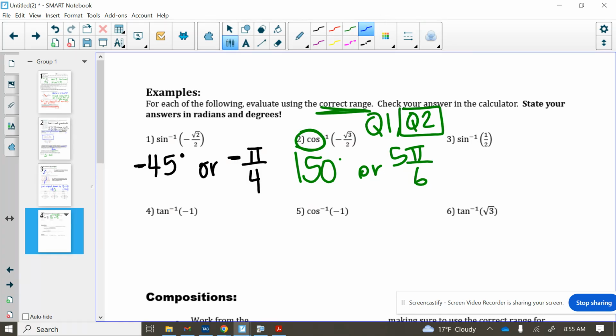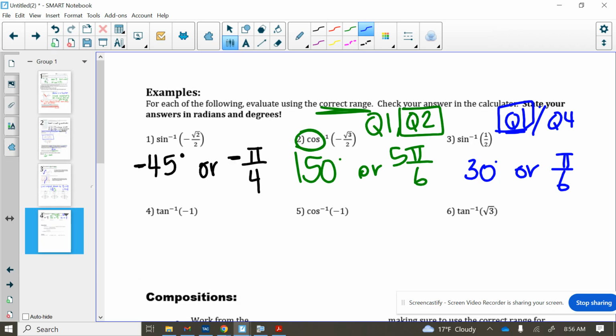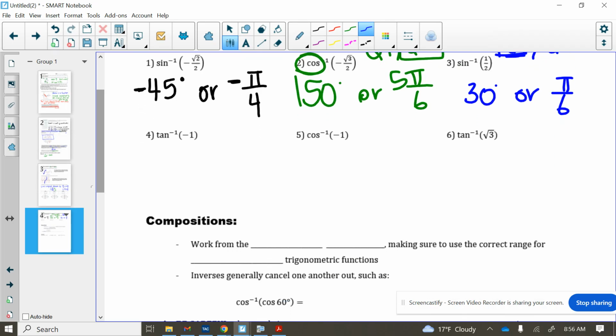Sine is back to, again, being either quadrants 1 or 4. In this case, it's going to be from quadrant 1 since this is a positive value. So 30 degrees or pi over 6 radians would end up being our answer there. And again, we can take sine inverse of 1/2. And again, we can double check then that we get that. So that's the nice thing about having our calculators to kind of double check on these facts.